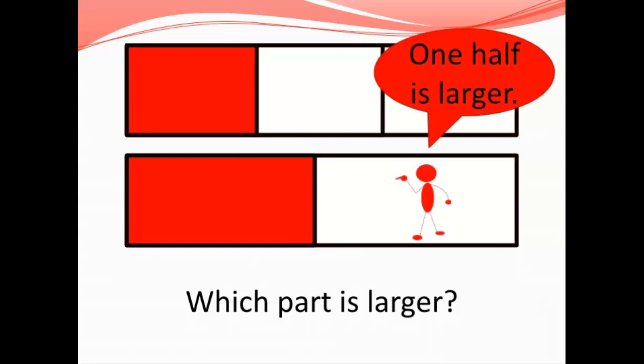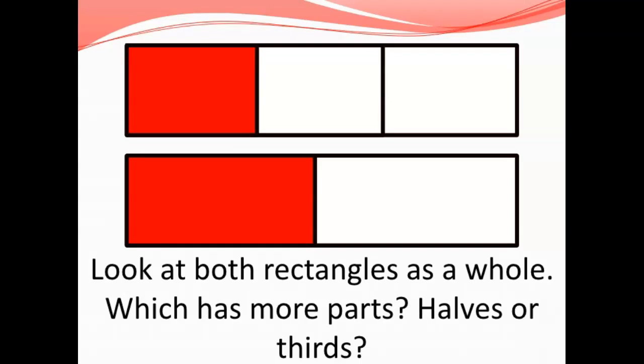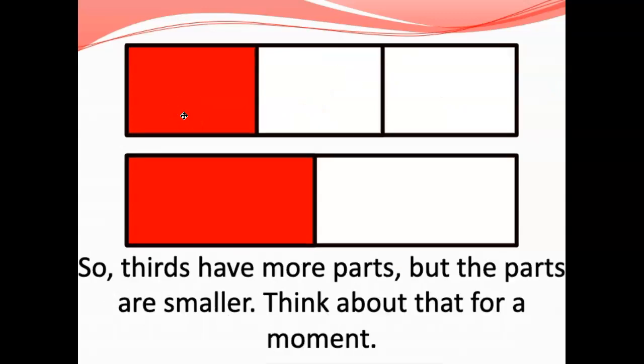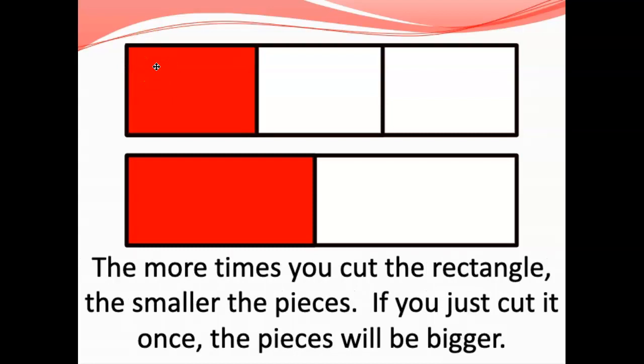1/2 is larger, right? So look at both rectangles. As a whole, which one has more parts, the halves or the thirds? Which one has more parts? The thirds. So we can say that thirds have more parts, but the parts are smaller than the halves. So think about that for a second. More parts, but these parts are smaller than if we just split it into halves.